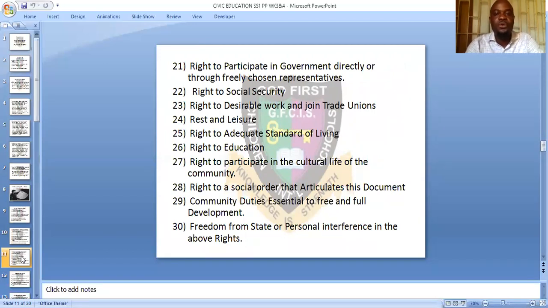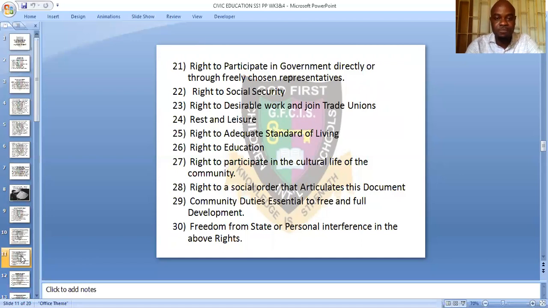Article 22, right to social security. Article 23, right to desirable work and to join trade unions. Article 24, right to rest and leisure. Article 25, right to an adequate standard of living. And Article 26, right to education.